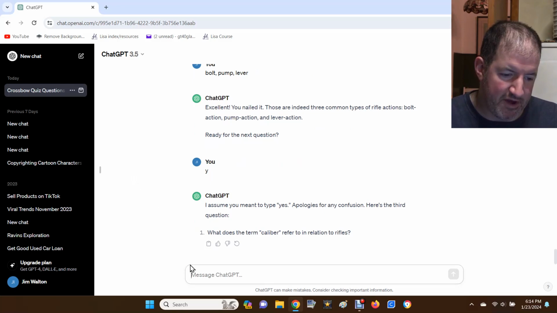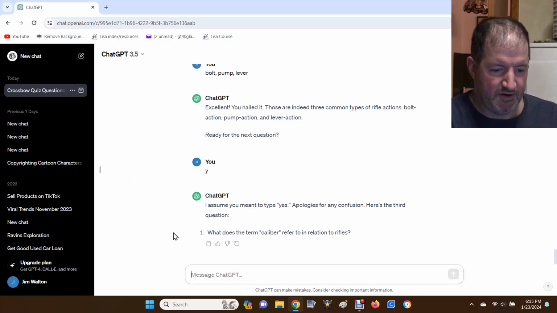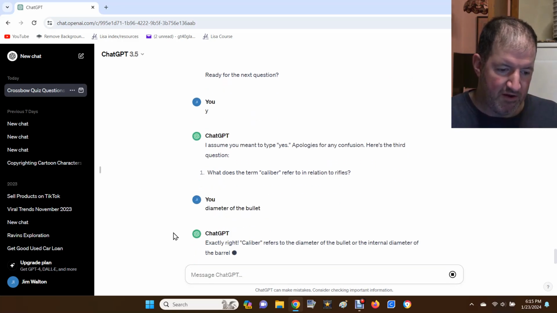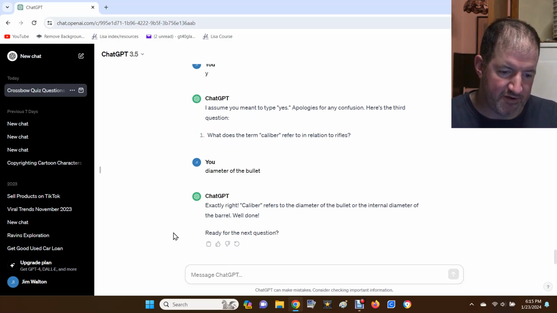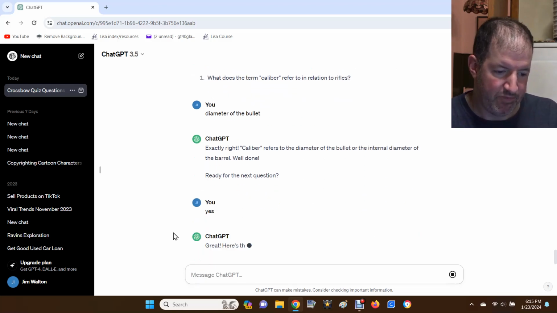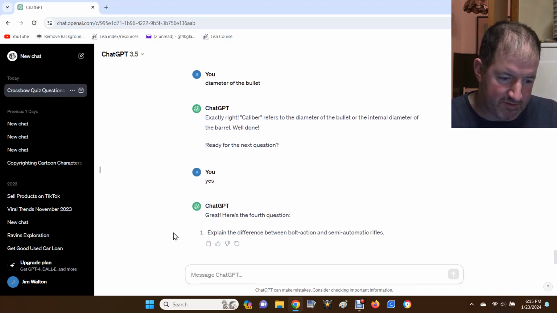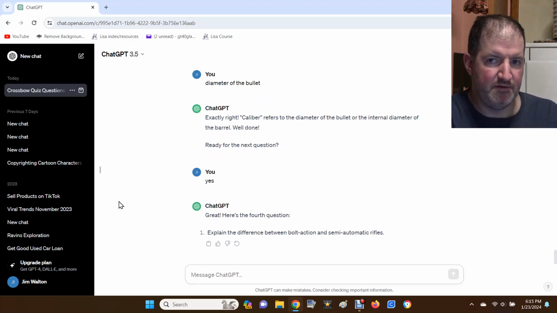What does the term caliber refer to in relation to the rifles? Diameter of the bullet. Exactly right. Caliber refers to the diameter of the bullet or the internal diameter of the barrel. Well done. Ready for the next question. Great. Here's the fourth question. Explain the difference between bolt action and semi-automatic rifles.